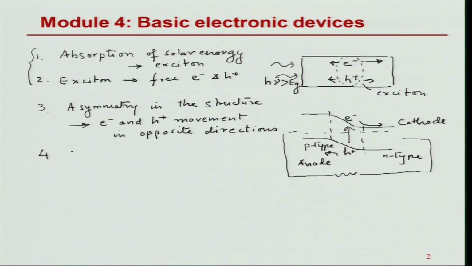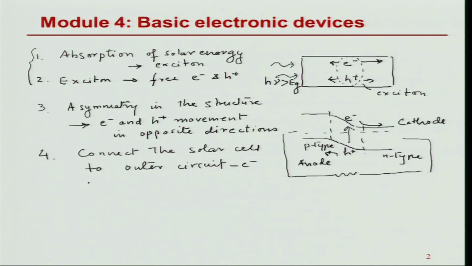So the fourth step is when we connect the solar cell to the outer circuit, then the electron goes through the load and returns to the anode, where it recombines with the hole.